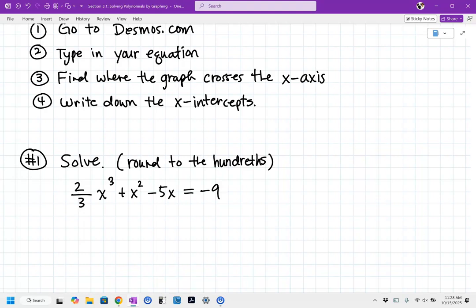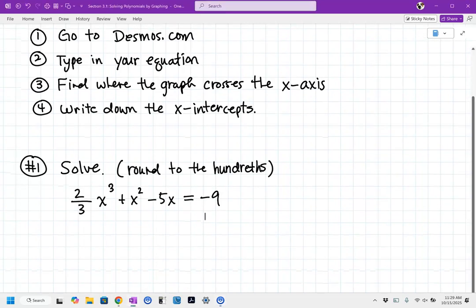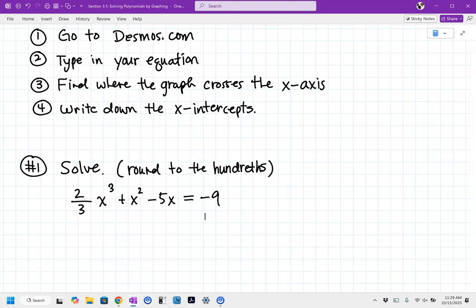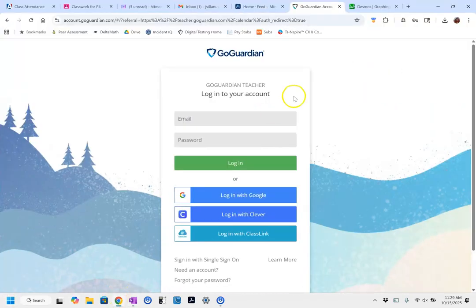If you want, let me pause this video right now, bring out your Chromebooks, turn them on. I'll give you a minute. All right, so I'm going to follow my 4 steps. I'm going to go to desmos.com, type in my equation, look to see where it crosses the x-axis, and then write down those points. So here we go. Let's go to my browser.